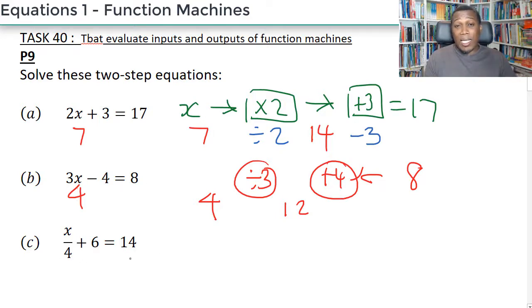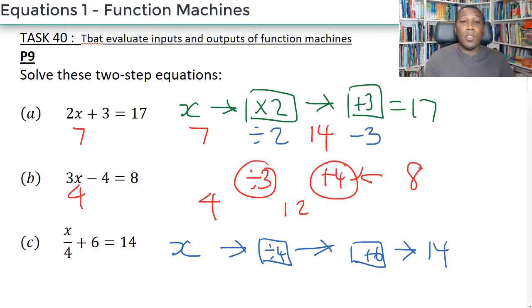Here for C, I'm going to build this function machine because it's so important. X, you were dividing by 4 going forward, and then the second step was to add 6, and that was giving you 14. So going backwards, you're going to take away 6, and 14 take away 6 is 8, and then 8 divided by 4 is 2. It is tempting, you know. 14, you can easily add 6, get 20, and then 20 divided by 4, you will get an answer 5.